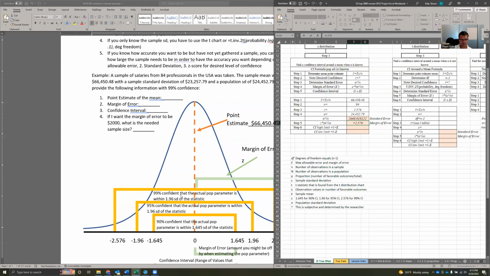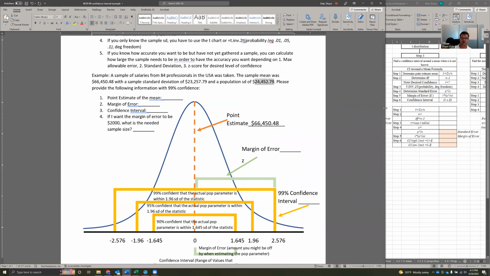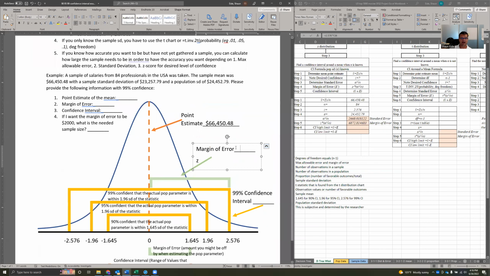Okay, so now what I'm going to do is equals 2.576 multiplied by that standard error. And so this is the margin of error. So the margin of error is saying, okay, I want to be 99% confident. I am 99% confident that the actual population mean is 66,450.48 plus or minus 6,872.81. Okay, so that's the margin of error.